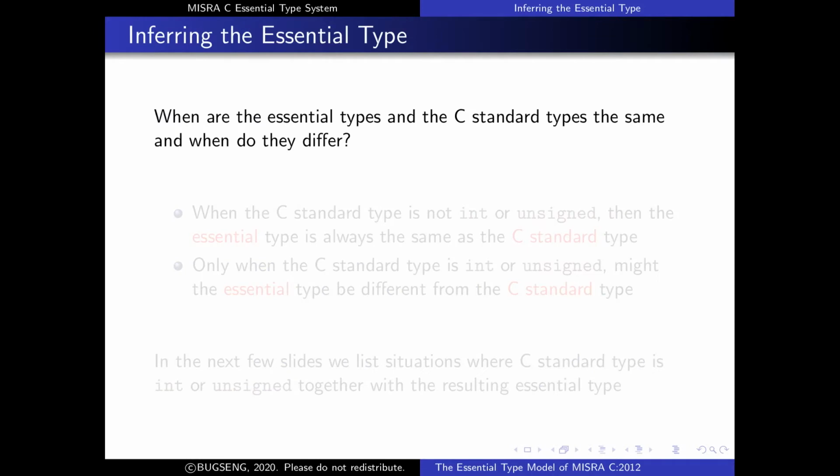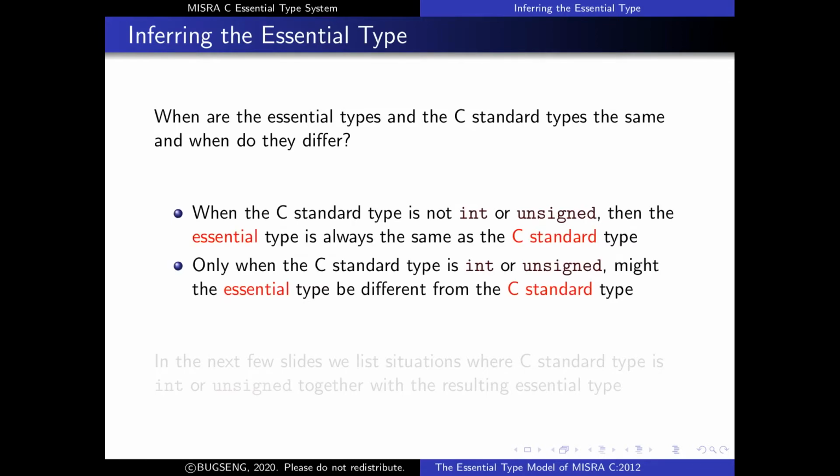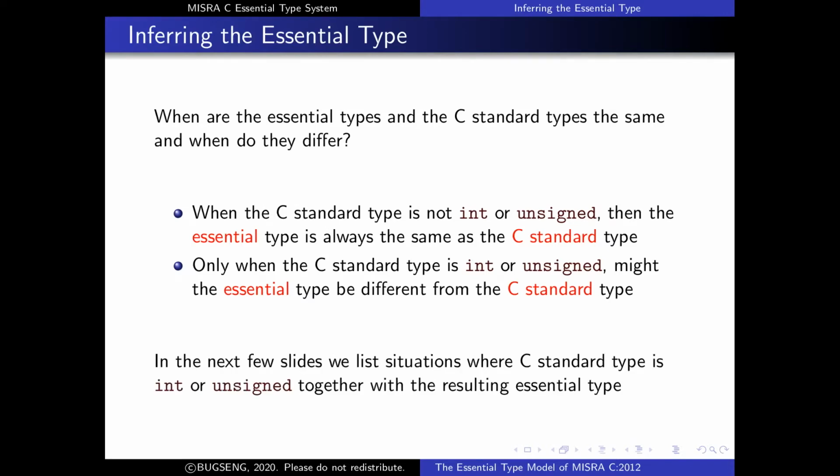Okay. So let us now talk about how we can infer the essential type of an expression. The first thing to be understood is this: the essential type and the C standard type can be the same or they can be different. The rule is this: when the C standard type is not int or unsigned, then the essential type is always the same as the C standard type. It's only when the C standard type is int or unsigned that the essential type may be different. So in the next slides, we will see situations where the C standard type is int or unsigned, and we will see what is the resulting essential type.